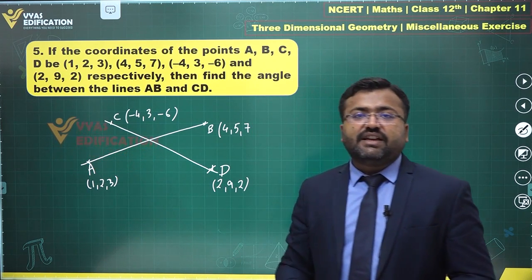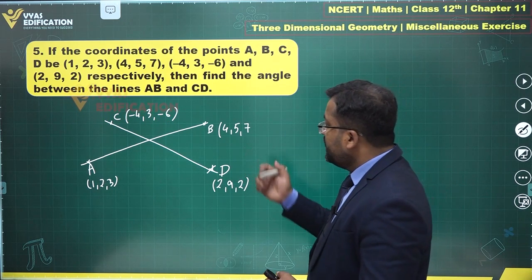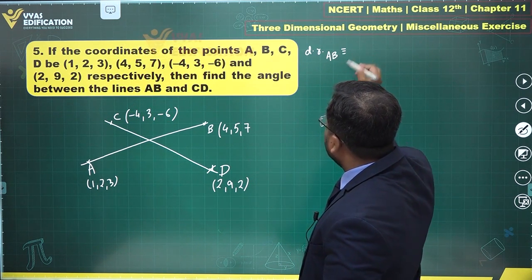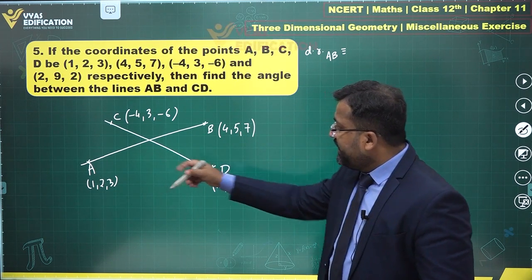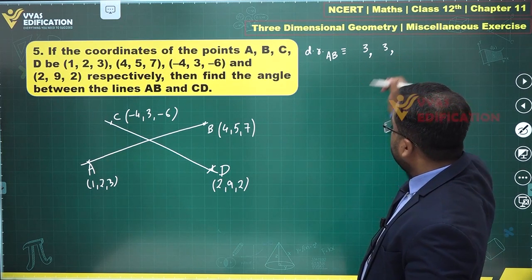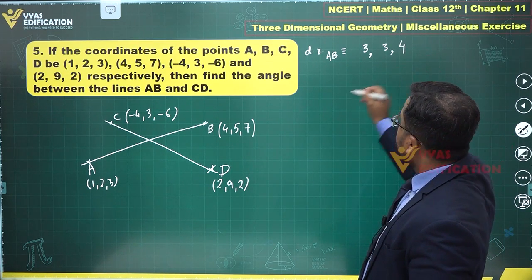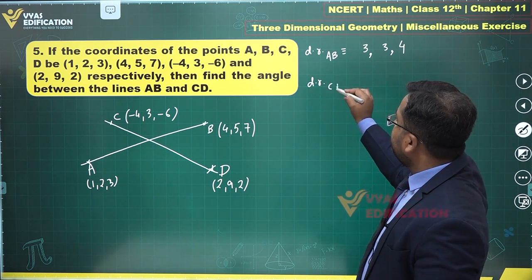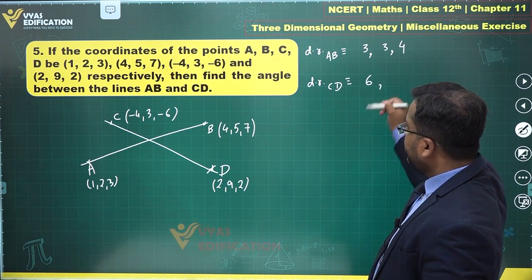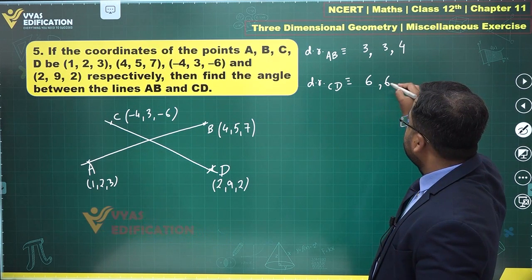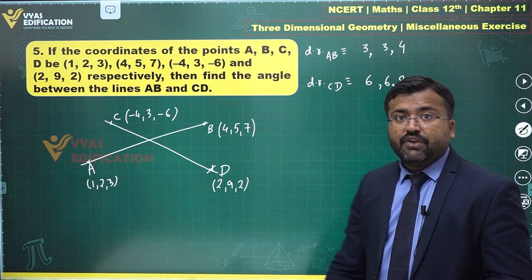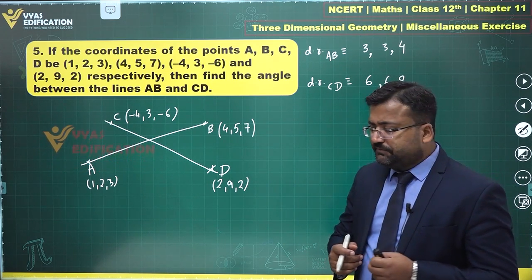And for finding the angles, I need the direction ratios first of all. So let me find the direction ratios of AB. And what will that be? AB: 4 minus 1, 3; 5 minus 2, 3; 7 minus 3, 4. This is what you'll have. What about the direction ratios of CD? For CD, you'll get 2 minus of minus 4, which is 6; 9 minus 3, which is 6; 2 minus of minus 6, which will become 8. This is what you'll get. And now I can easily find the angle.